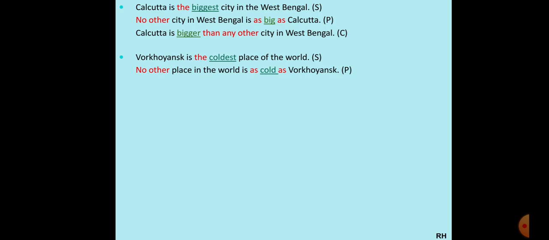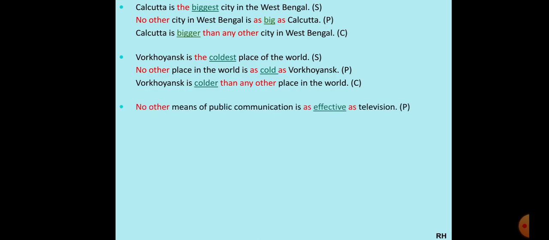Coldest will become cold as it is positive: as cold as Verkhoyansk. Now comparative: Verkhoyansk is colder. Cold will become colder than any other. Then "than" is required for comparative: than any other place in the world. Okay, students? Great. Next.